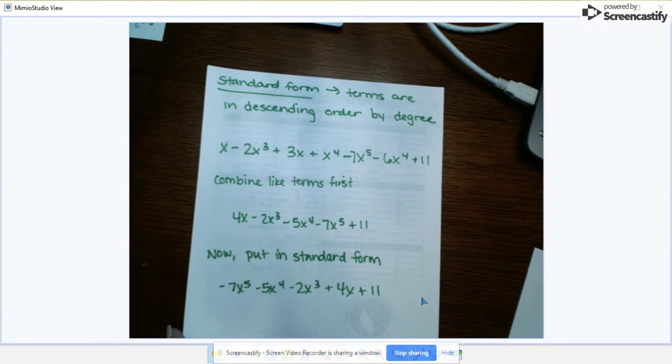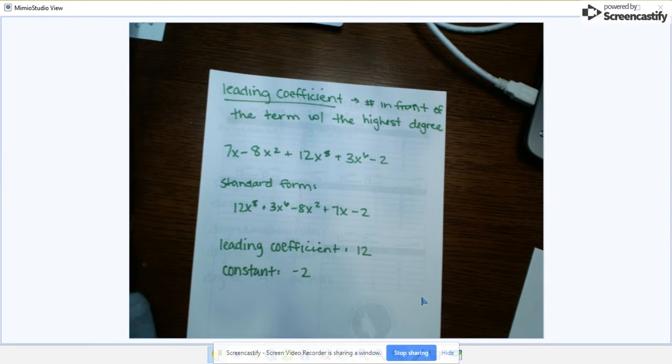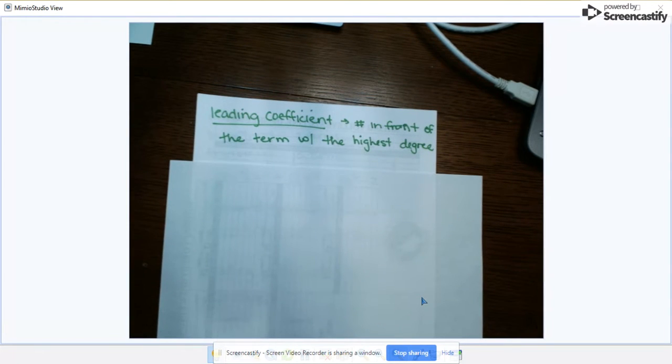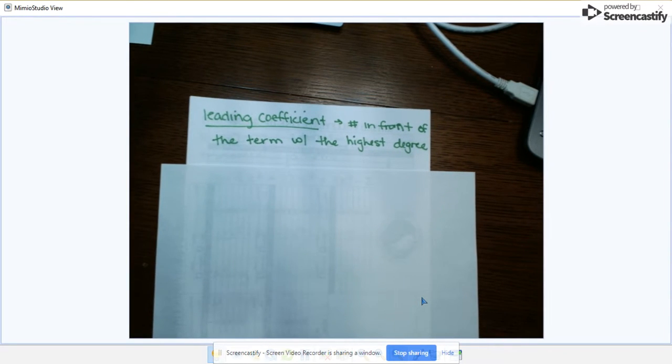Okay, we're also going to talk about what a leading coefficient is. So coefficient is a number. Leading obviously means in front. So we're going to look for the highest degree or the term with the highest degree, and then that coefficient will be what we call our leading coefficient.